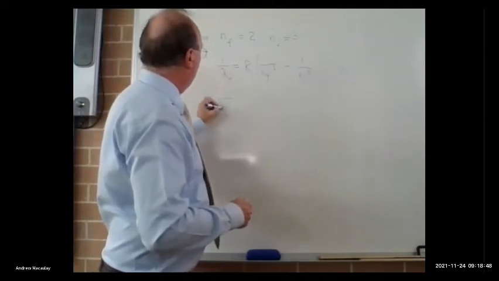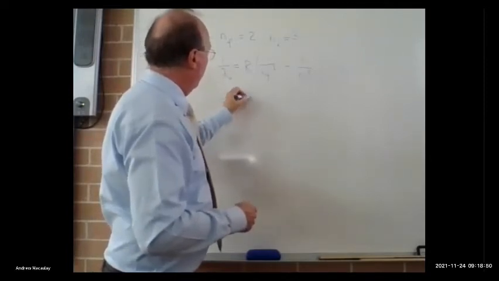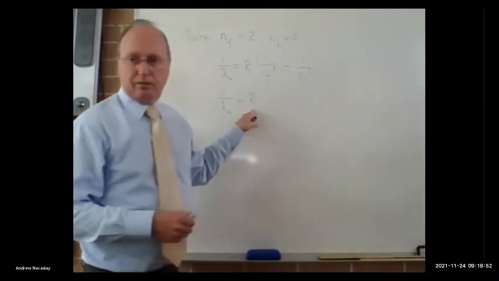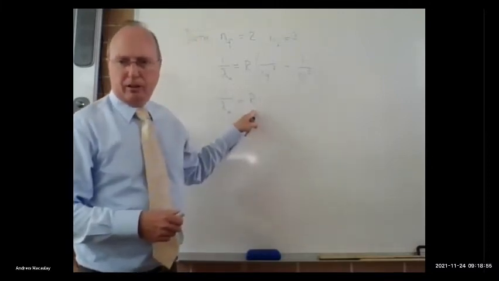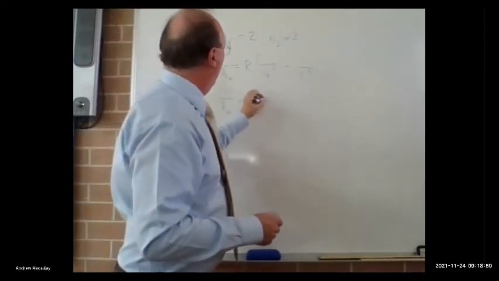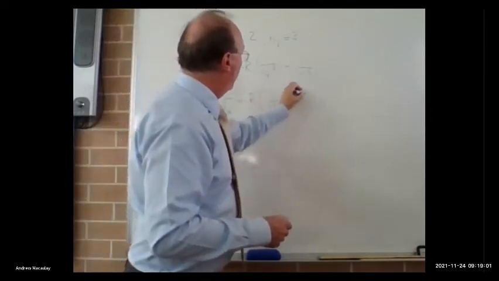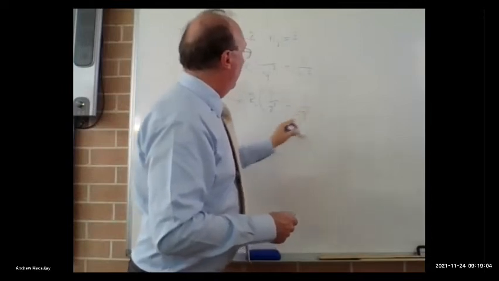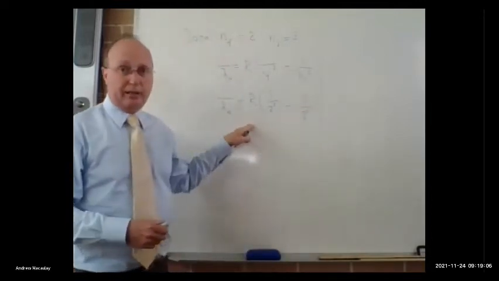1 over lambda alpha is R. We're going to leave that for the time being and do the calculation in here when we're substituting: 1 over 2 squared minus 1 over 3 squared. You get a mark for this line here.